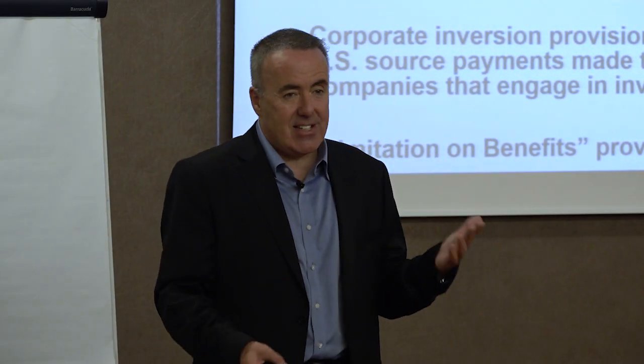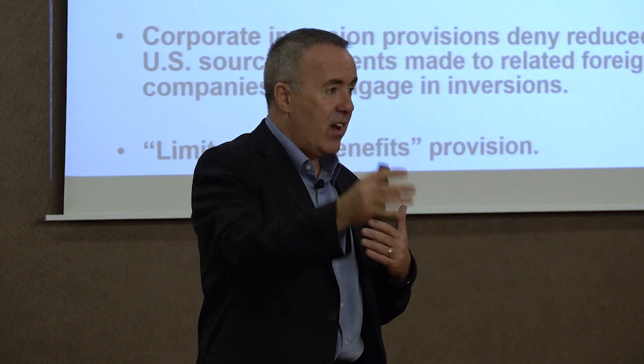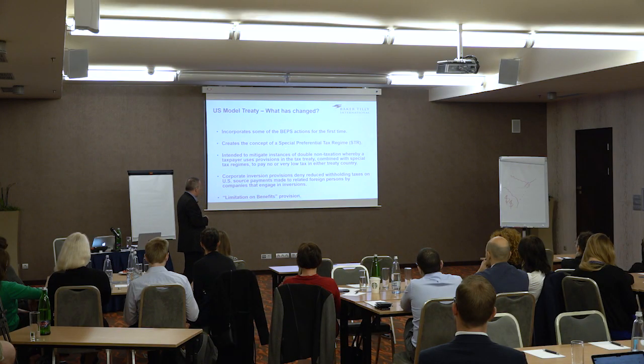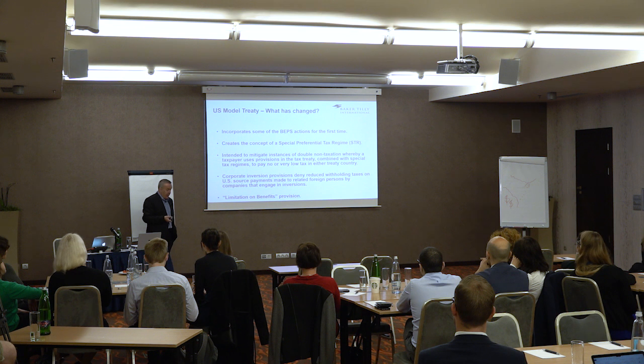Where they've got a double tax treaty with any other country, and that country has any block of rules that constitute a special preferential tax regime, there can be a limitation on the benefits that you're getting under the double tax treaty. Yeah, makes sense? And that's what it says on the slide.